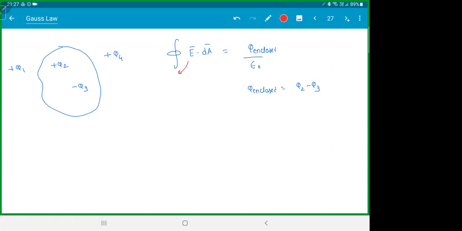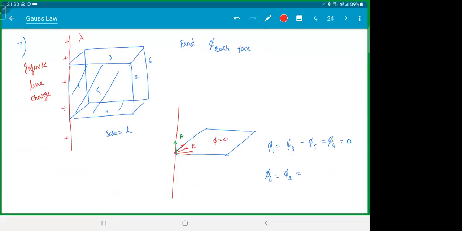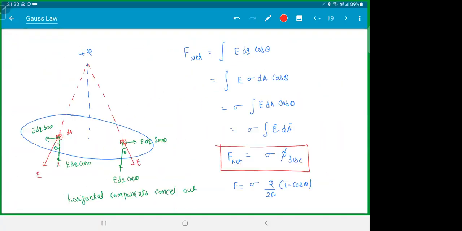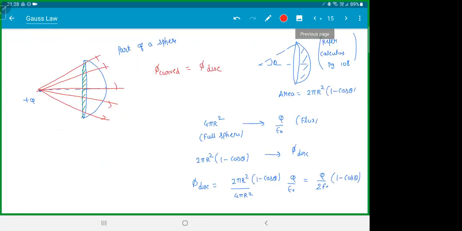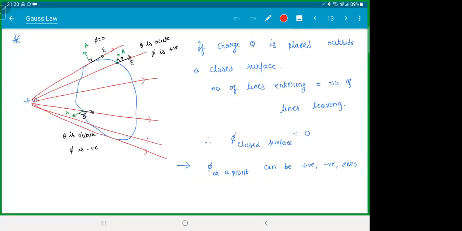This E is actually due to all charges. E bar is due to all charges present inside and outside. This is a theoretical question in the exam. Then you might be asking, sir, but you're saying flux is only due to inside charges. Why are you taking field due to everyone? Do you remember just now we proved something? If a charge Q is outside, what is the flux? 0, right?